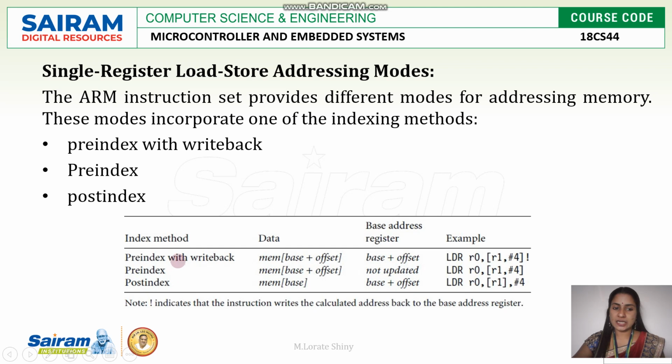Post index is a little different between these two. Because you can see here, inside the square bracket, we can see only the R1 register. So memory is only the content of the R1 register. From the R1 register we are moving, this is R1, R1 is the memory here. From that memory content we will move the data to the R0 register.